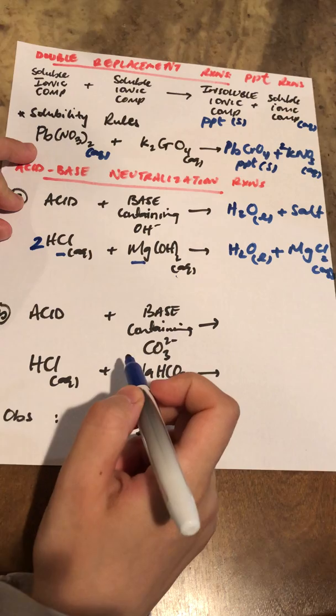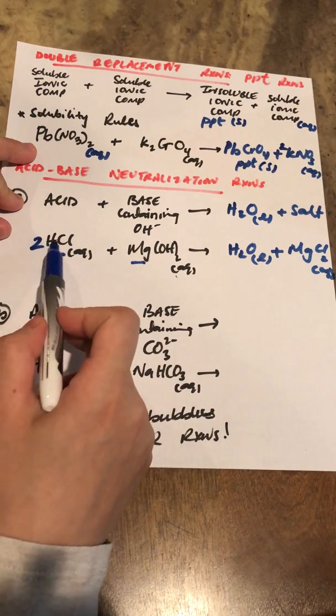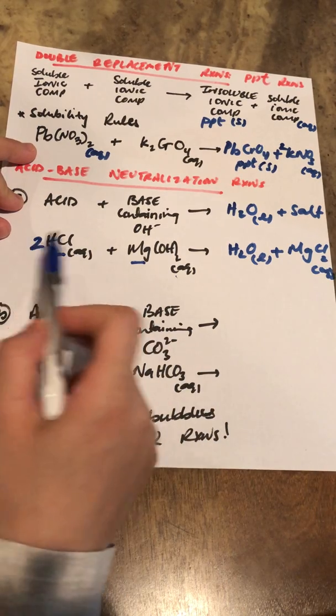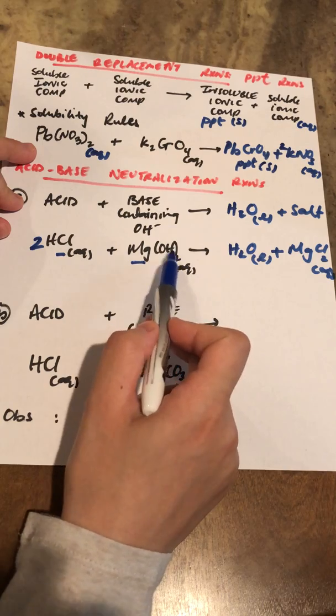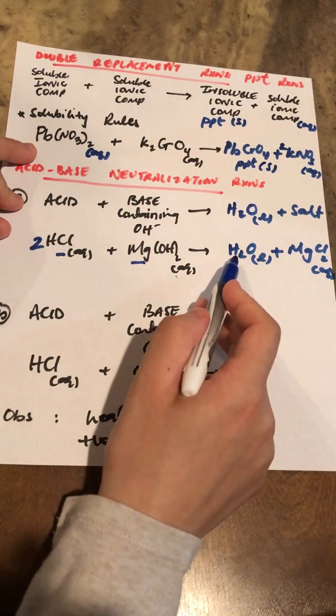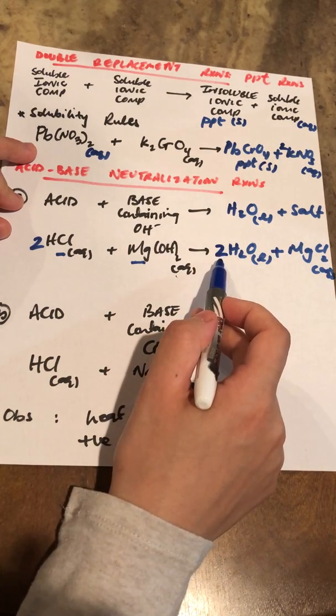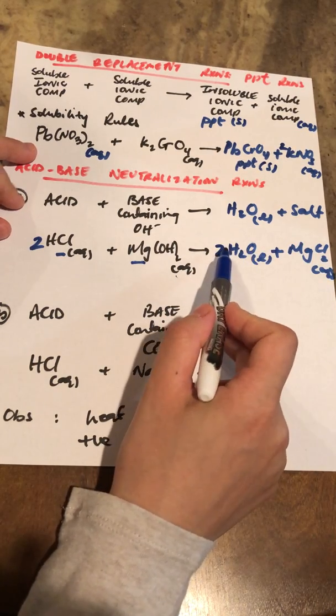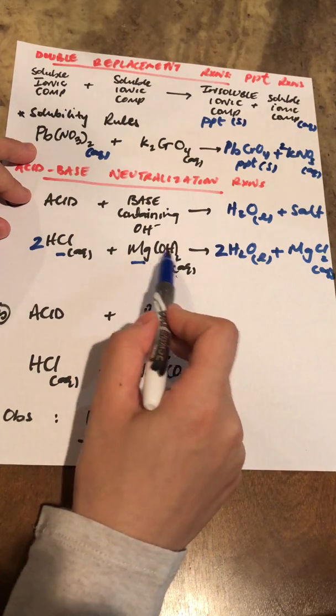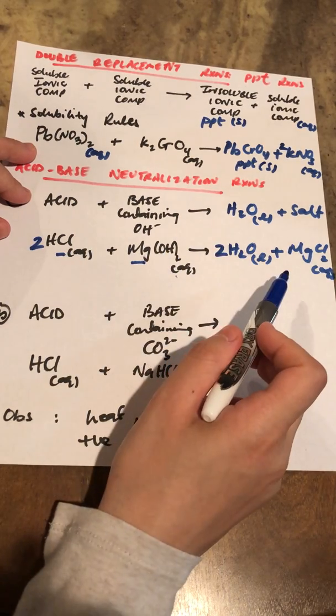This is why I'm going to add a coefficient of 2, and that immediately gives me 2 hydrogens over here and another 2 hydrogens over here, so that's a total of 4, and I only have 2 over here, so therefore I'm going to add a coefficient of 2. 2 times 2 is 4, and then I get 2 oxygens and 2 oxygens, so that is a balanced chemical equation.